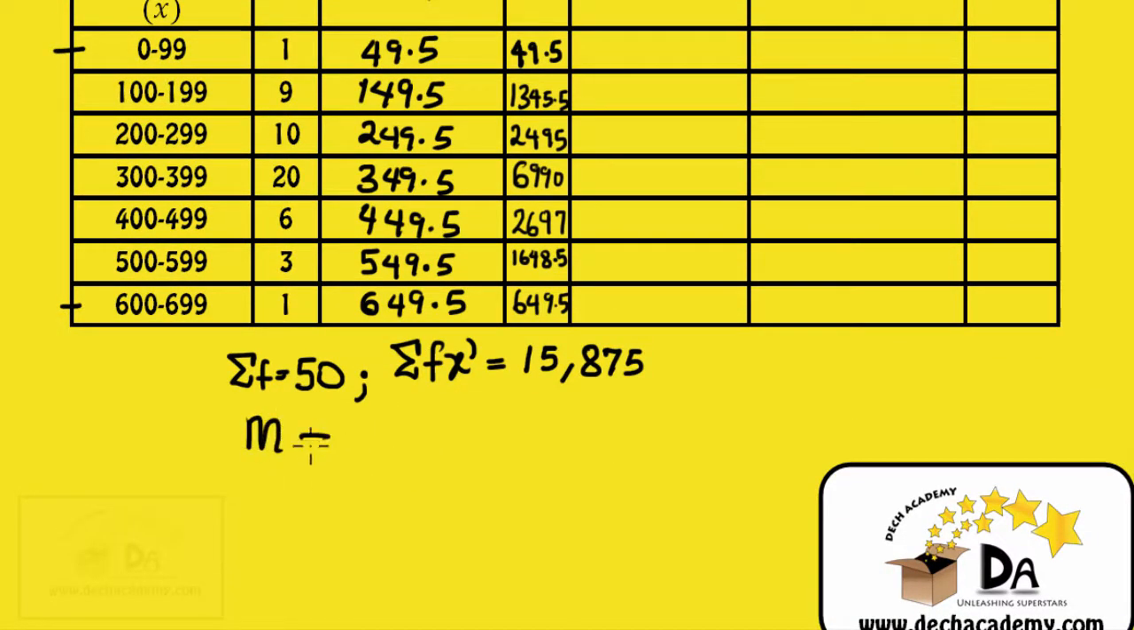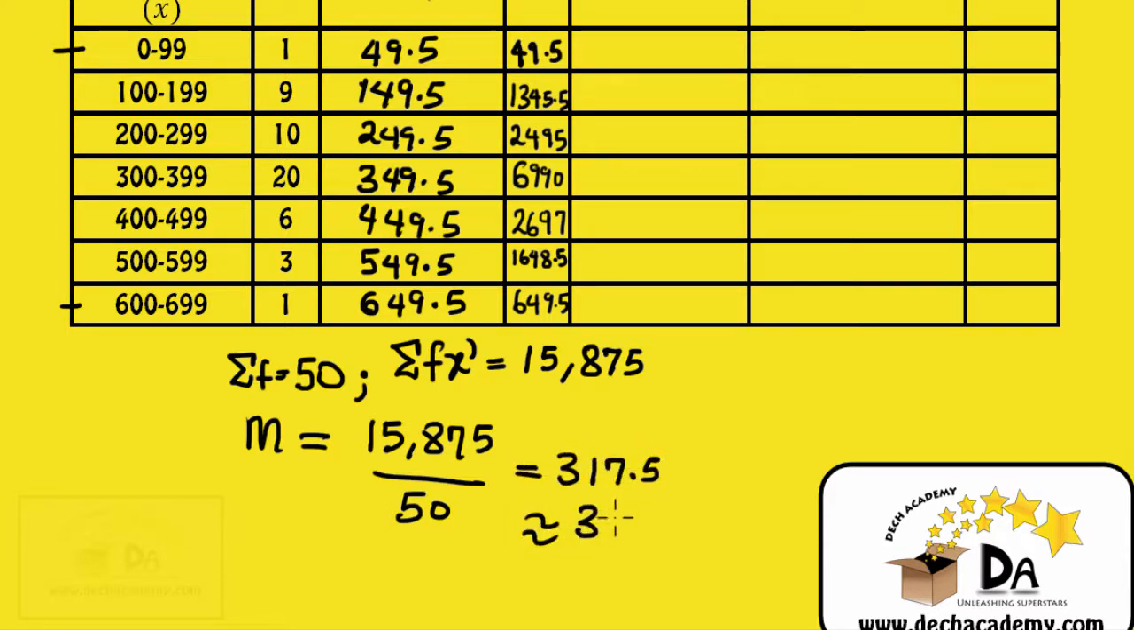The mean mark is given by 15,875 divided by the sum of the frequencies, which is 50, and that is equal to 317.5, which is approximately 318 marks. So that's the average, the mean mark.